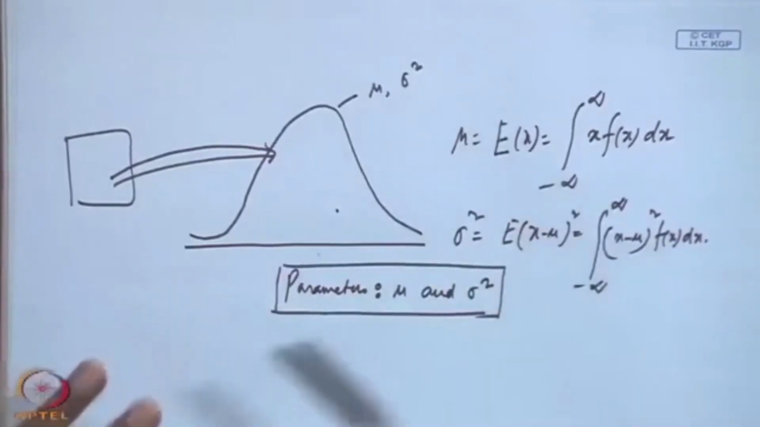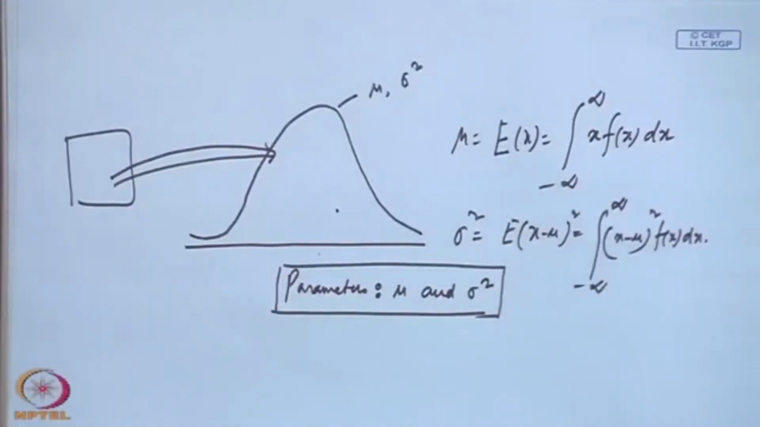I hope you now understand what a population is. A population is characterized by a probability distribution: if the random variable has a probability distribution, and you know the parameters of the distribution for that variable, you have characterized the population. That is what is known as characterization of a population in terms of probability distribution.